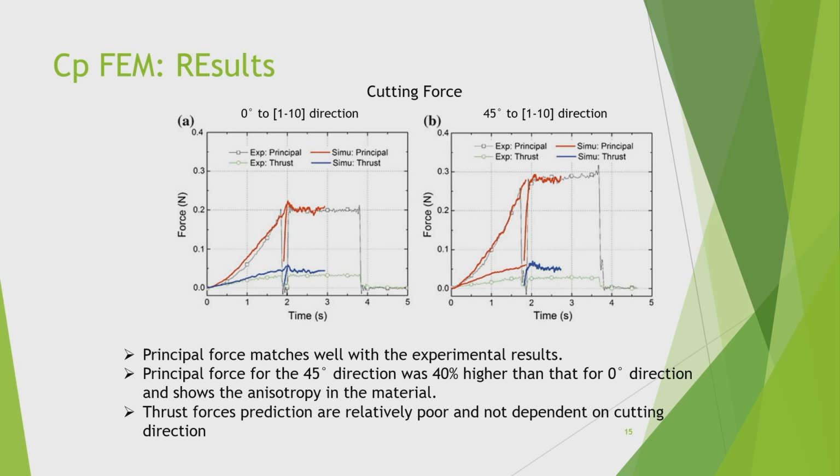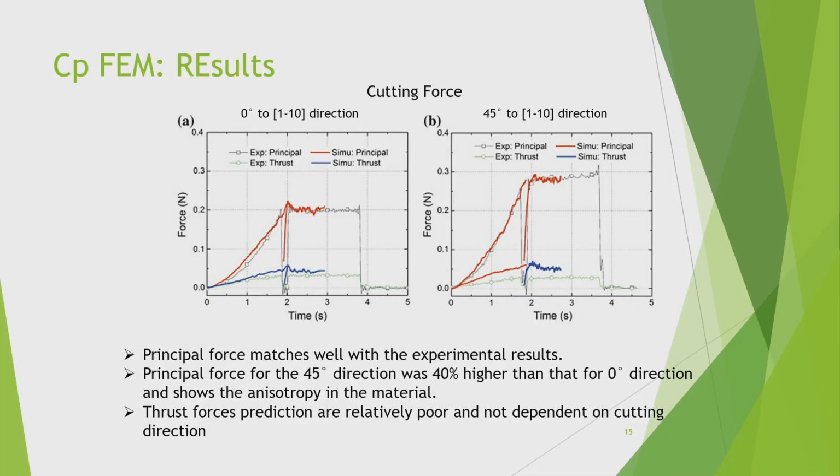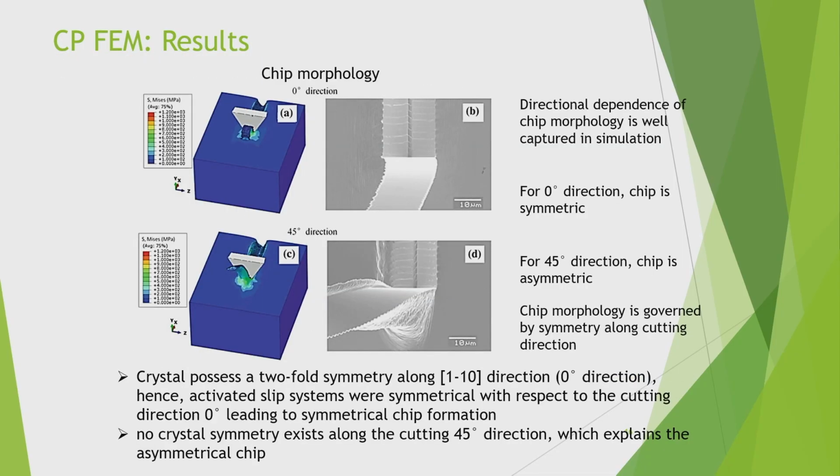The principal force matches well with the experimental result. The principal force for the 45-degree direction was 40% higher than that for the 0-degree direction, which shows the anisotropy of the material. Crystal plasticity modeling is very important: if you have anisotropy in the material, then that can be properly modeled. Thrust force predictions were poor and they were not dependent on cutting direction. So these are some results, and you can see these pictures.